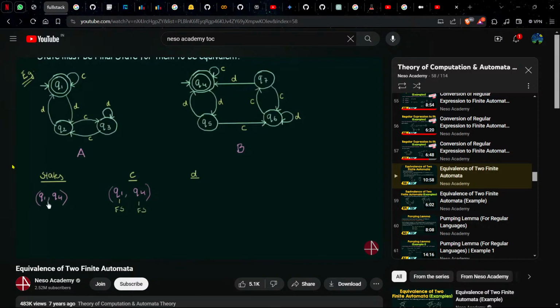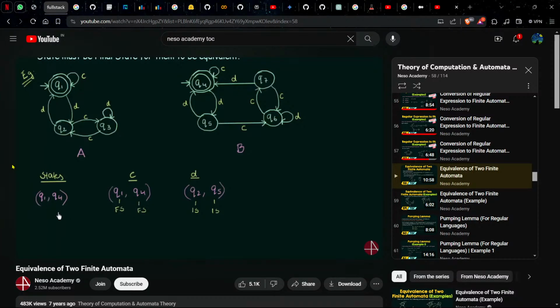Now let's go for input D. Q1 on input D goes to Q2, and Q4 on input D goes to Q5. Let's check if they are final states or intermediate states. Q2 is an intermediate state, so I write IS just below, and Q5 is also an intermediate state. So in this pair both are final states and in this pair both are intermediate states. This is the condition mentioned in step 1: if both of them are final states or both of them are intermediate states, then they are equivalent. But if one is a final state and the other is an intermediate state, then they cannot be called equivalent. But this is not complete, because we have only checked one pair.